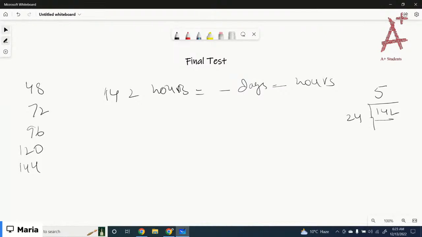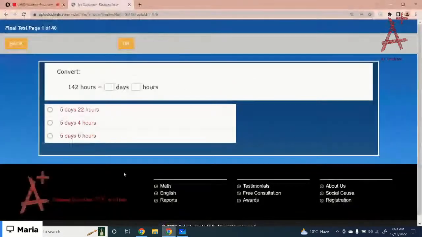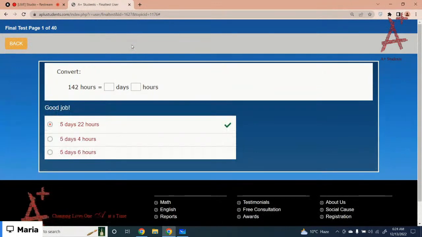24 times 5 is 120. Just subtract them: 142 minus 120 is 22. That means you have 5 days and 22 hours. Got it? So just select the correct option, then click on the 5 days, 22 hours and click on the OK button. Got it?